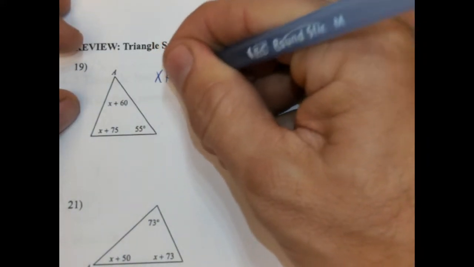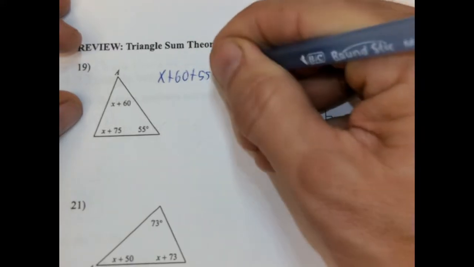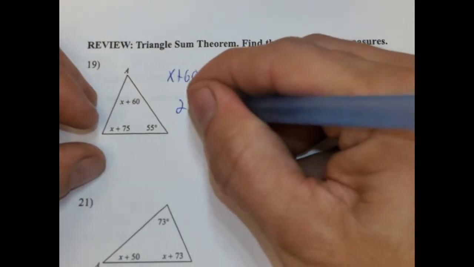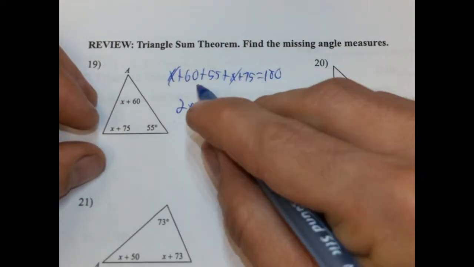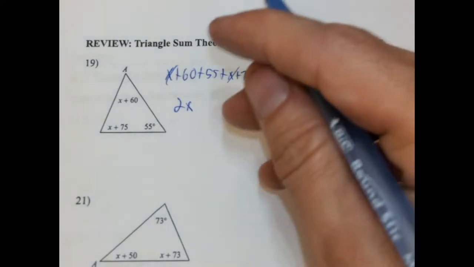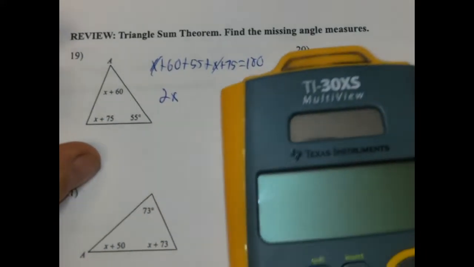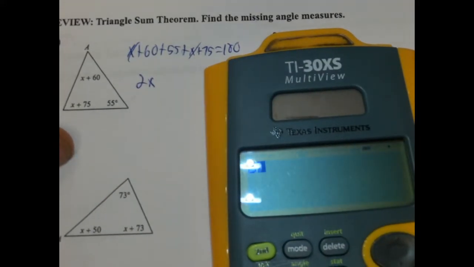So x plus 60 plus 55 plus x plus 75 is equal to 180. We're going to combine like terms: 2x, and then 60 plus 55 plus 75. Let's just use a calculator. We're in a rush because we don't have a lot of time today, so we're going to be a little lazy, but that's okay. That gives us 190.